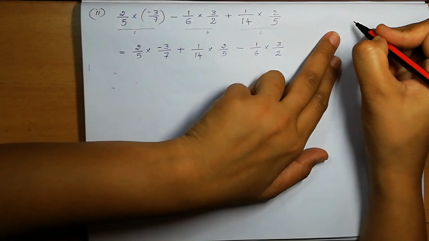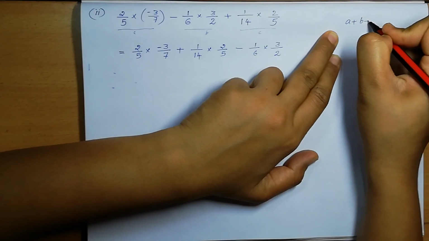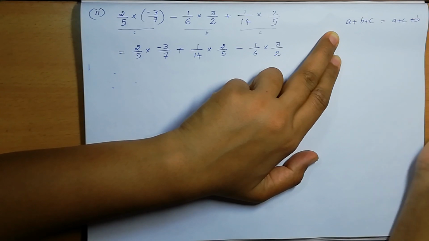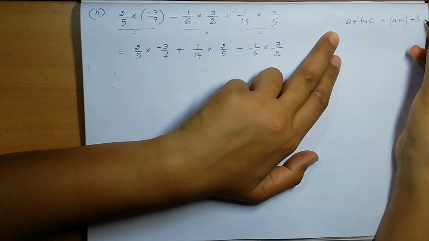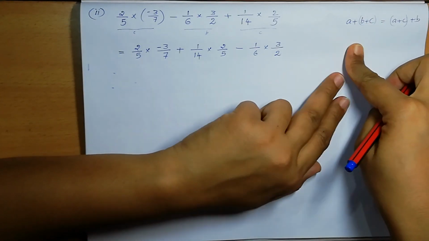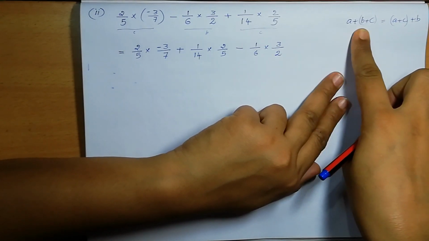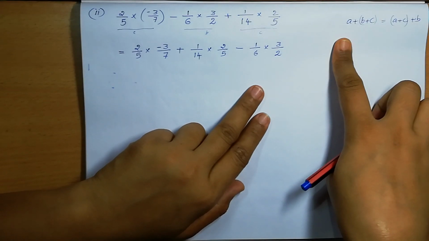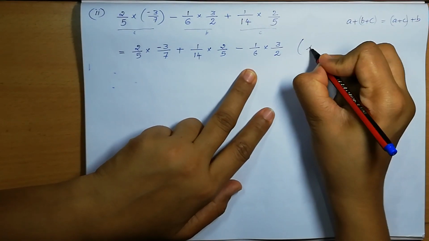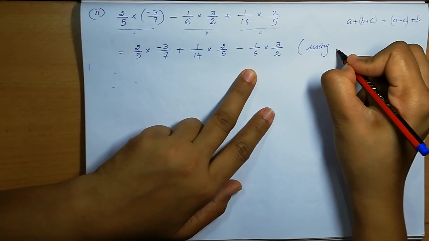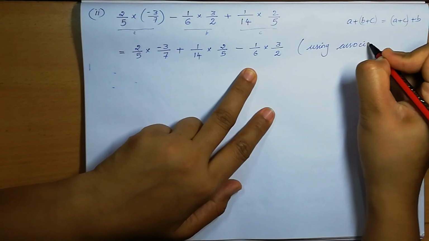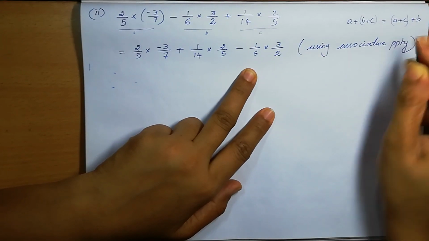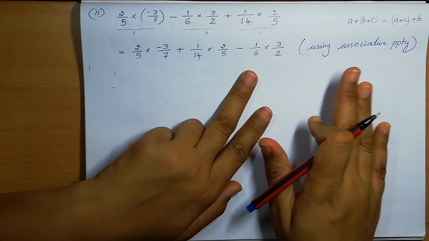That means how we will change? A plus B plus C. Now we write it as A plus C plus B, correct? A plus C plus B. This is how we changed, correct? A plus B, we change it as A plus C, correct? So this is which property? Associative property. So here we can write using associative property. Which property you applied, that you should mention.